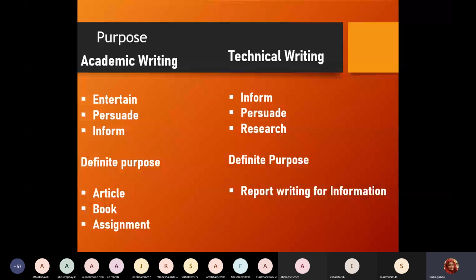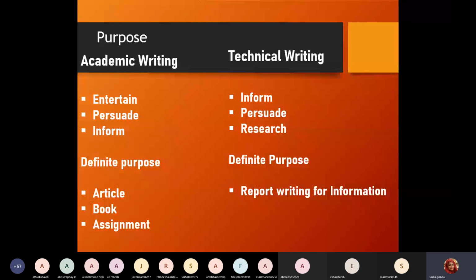You cannot design a technical document without doing prior research. You will have to go through the prior files. You'll have to go through prior emails. You'll have to discuss with a lot of people first, and then you would design the document. Academic writing has a definite purpose, and that definite purpose can be in the form of an article, book, or assignment. But in technical writing, a definite purpose is report writing. You have to report to the other person with your information.